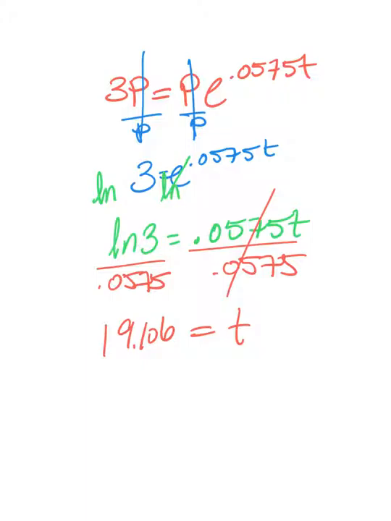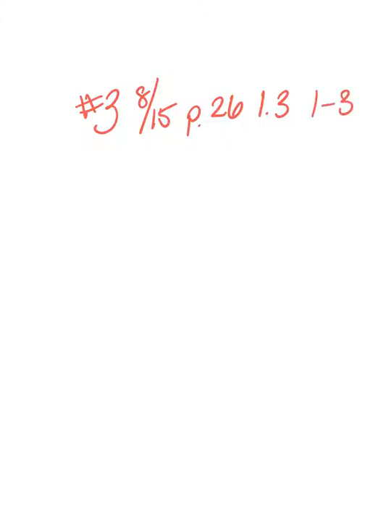All right, homework on this. This is assignment number 3. Today should be the 15th. Page 26. This is section 1.3. 1 through 39 odd, just those ones.